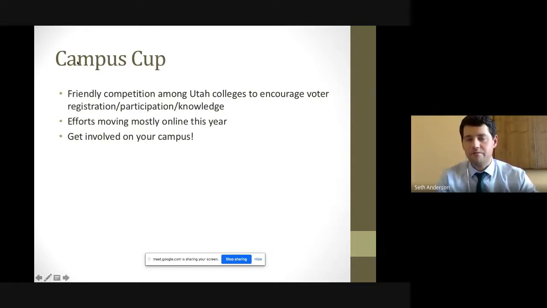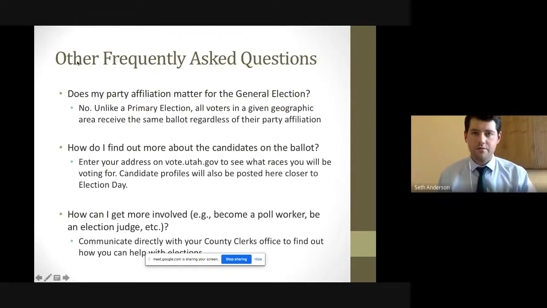I think it's a really cool project and gets younger Utahns engaged in elections and gives them a platform to communicate to their peers what's going on with the election, how to register, and figure out who the candidates are and get more information on it. So if you have any questions about that or want to learn more about the Campus Cup competition, absolutely reach out to me, and I would be very eager to get you in touch with someone on your campus to help you get involved.